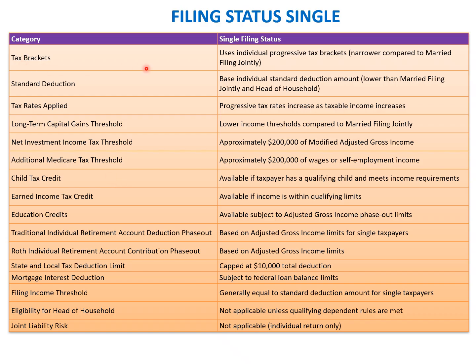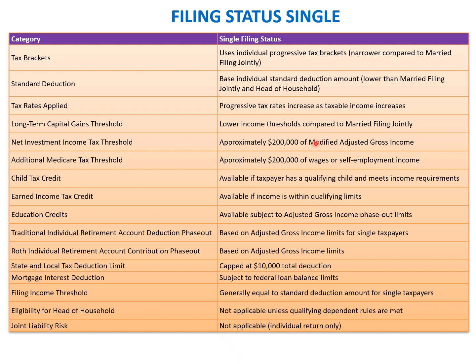When we talk about the tax bracket, it uses the individual progressive tax bracket, which is narrower as compared to the married filing jointly. Standard deduction is the base individual standard deduction, which is lower than the married filing jointly or the head of the household. The rate of tax applied is the progressive tax rate, which means it increases as taxable income increases. Long-term capital gain threshold is a lower threshold when compared to the married filing jointly. Net investment income tax is another tax which is imposed over and above the income tax. And likewise, the additional Medicare tax threshold. This is available even if the individual has higher income for those categories.